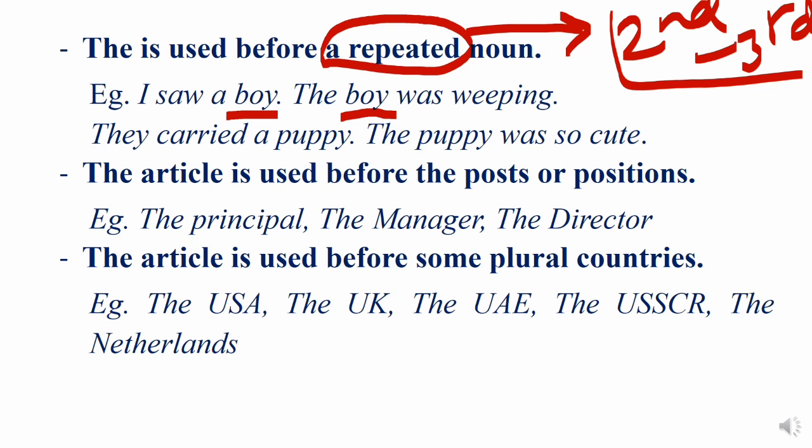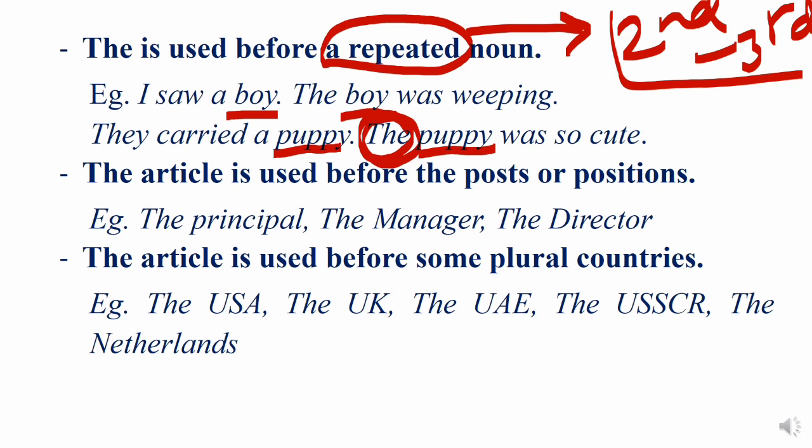In the same way, see the next example here. They carried a puppy. Puppy is written only one time. It has been mentioned one time, and puppy is mentioned here the second time. That's why we use the article, because it has been repeated. So before a repeated noun, we use the article. Okay, now let's go to the next rule.